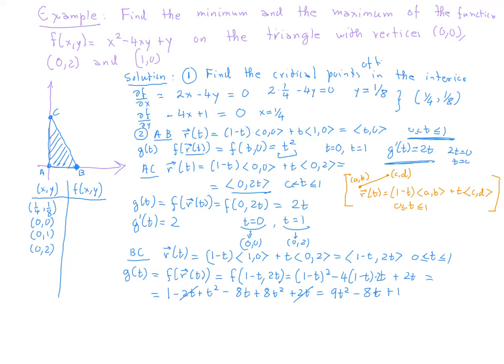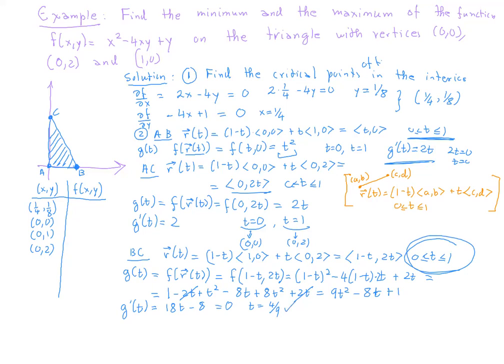Okay, so we need to take the derivative, and the derivative will give us 18t minus 8. If we set it equal to 0, we'll get t is equal to 8 over 18, which can simplify to 4 over 9. And as soon as we get this, we should ask ourselves, does the point 4 over 9 belong to the domain of definition of this function that we're working with, which is 0, 1? And the answer is yes.